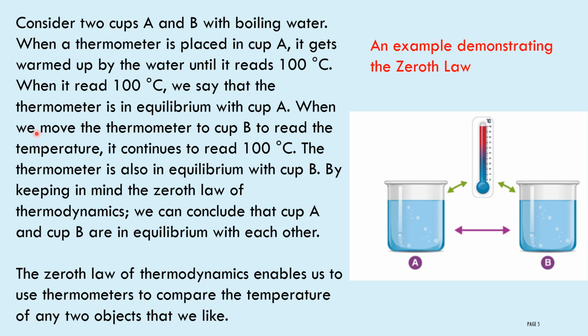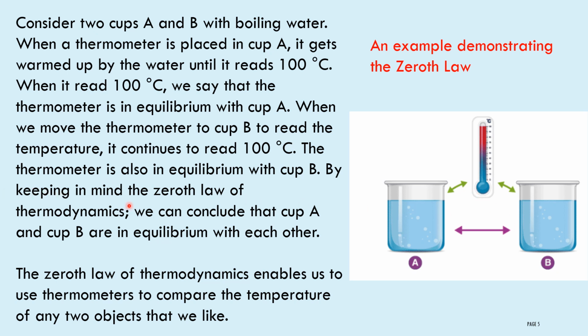We say that the thermometer is in thermal equilibrium with cup A. When we move the thermometer to cup B to read the temperature, it continues to read 100 degrees Celsius. We take the same thermometer and dip it in cup B. This cup B also contains boiling water, and it also shows a temperature of 100 degrees Celsius. The thermometer is also in equilibrium with cup B.